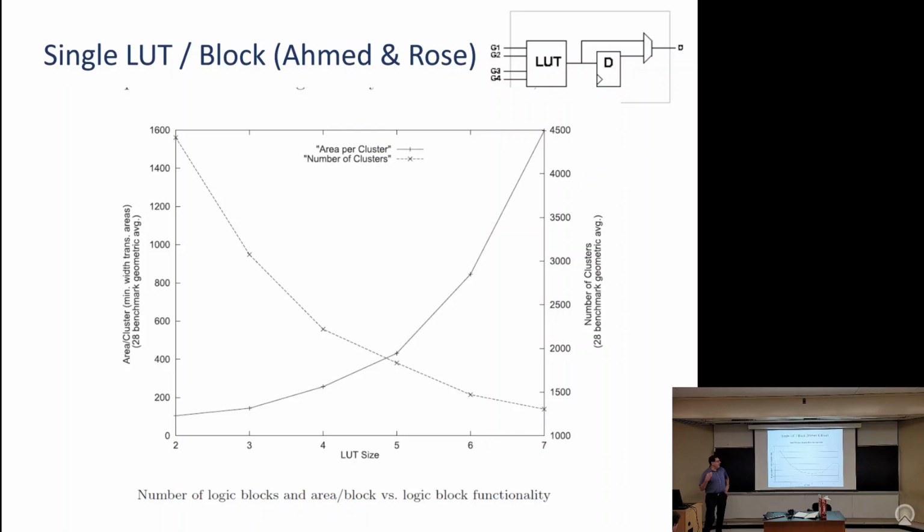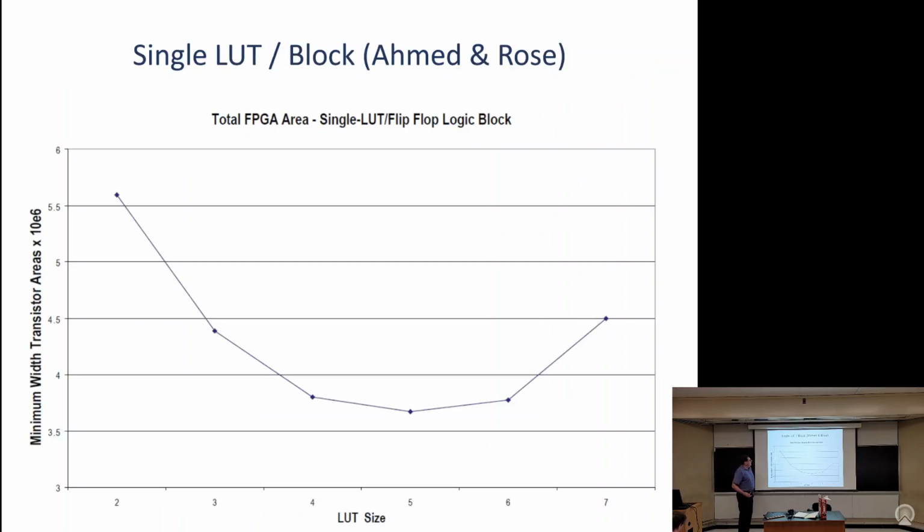Okay, and this next slide does put them together. So this is the total FPGA area. So we just multiply the number of blocks that we needed times the area per block, including the routing, okay? And so this is now not just a LUT, it's including the routing, so it's got all those effects in it. And they get a pretty broad minimum. So actually anything from about 4 inputs to 6 is pretty close to a tie. So in what they did here.